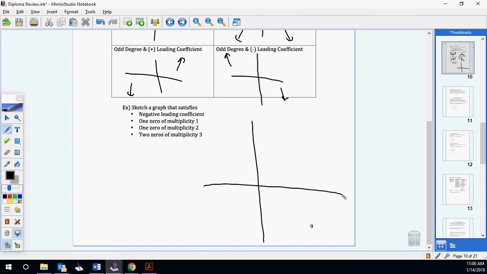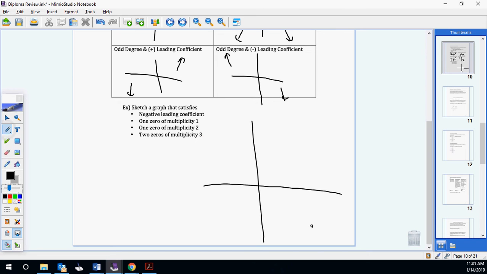So if I have 1 zero of multiplicity 1, that's 1. I have 1 zero of multiplicity 2, so I'm thinking about my exponents. This is 2 zeros of multiplicity 3. So I have 1, 2, 3, 6, so 9. So this is a degree 9. The reason I want to figure that out is because if it's degree 9, then I know that it's going to end opposite. It'll end high and low, or end low and high, right?